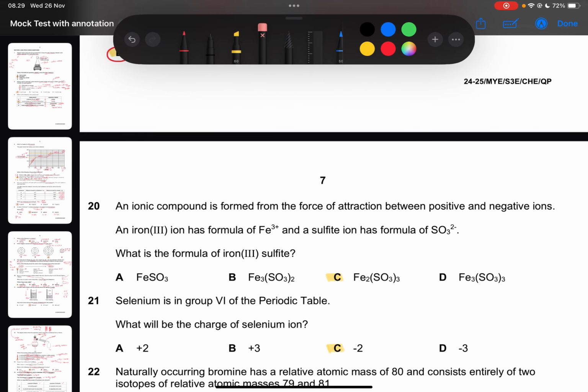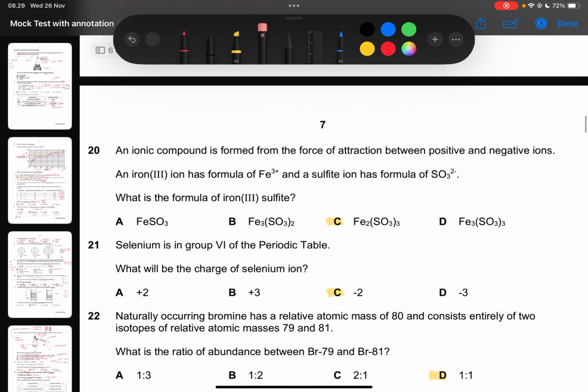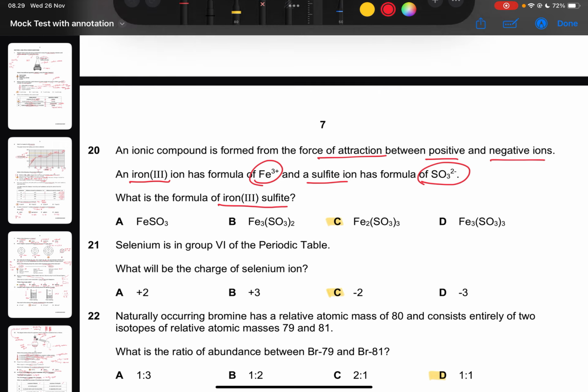Continuation for MYE Chemistry, paper 24-25. Question number 20. An ionic compound is formed from force of attraction between a positive and negative ions. An iron 3 ion has a formula of Fe3+, and a sulfite ion has a formula of SO3 2-. What is the formula for iron 3 sulfite?